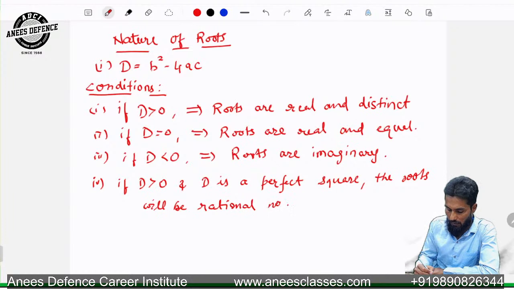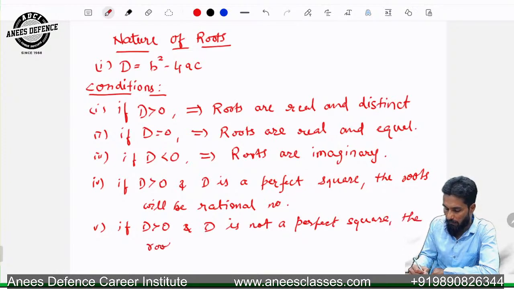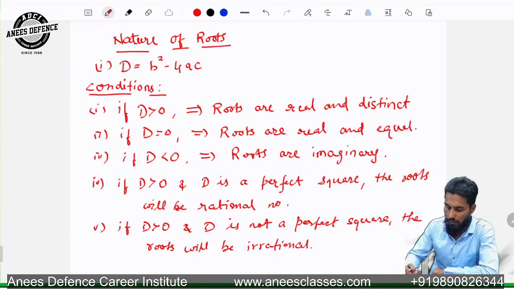Under the fifth point, if discriminant is again greater than 0 and the discriminant is not a perfect square, then the roots will be irrational. Got it? And you know that rational and irrational both come under the category of real numbers only. Fine. These are the 5 points.